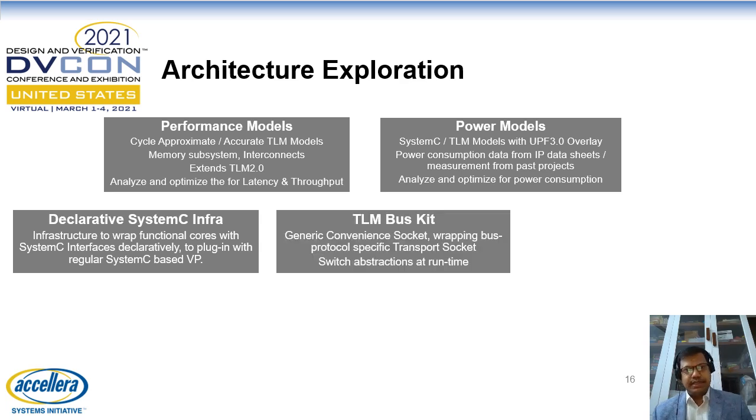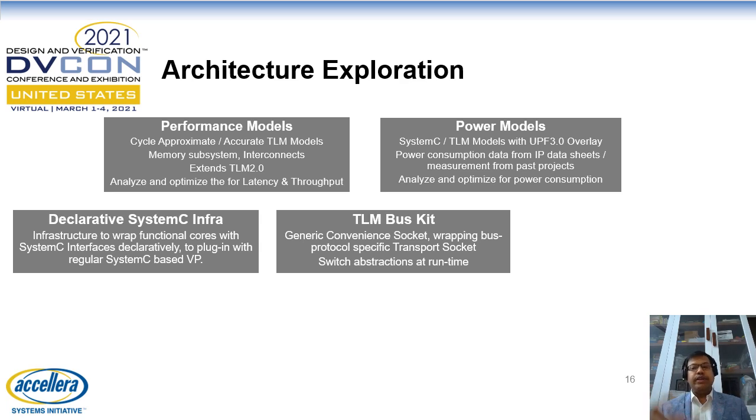Another thing which can help us in architecture exploration is a TLM bus kit. As you might be aware, transaction level models are very generic models for modeling memory mapped bus transactions. But when you are modeling at an architecture level, usually the specific buses which are going to be used are also determined. So you need to be able to model the latencies and other quirks of that particular bus. To do that, we'll have to specialize the TLM for the specific bus protocol that we use.